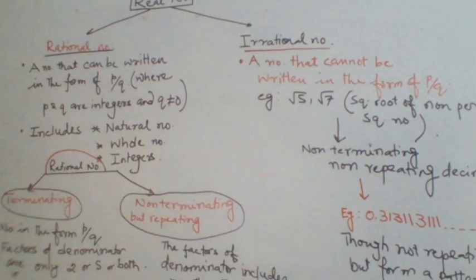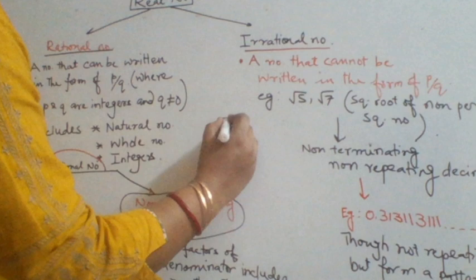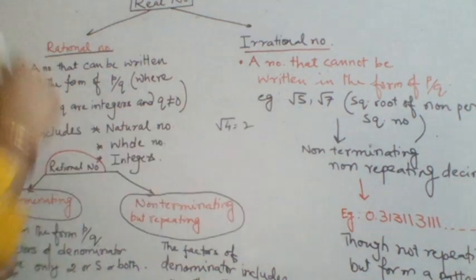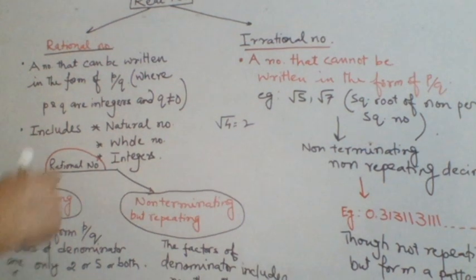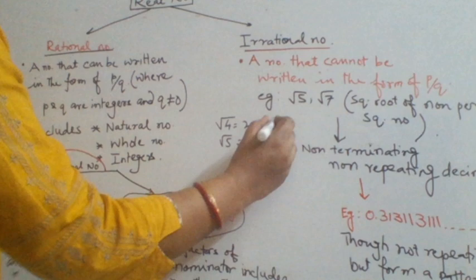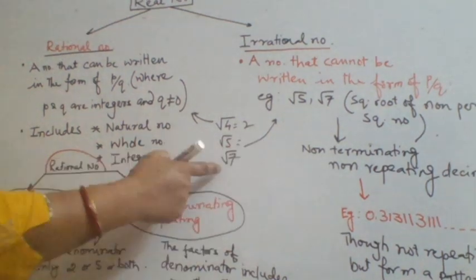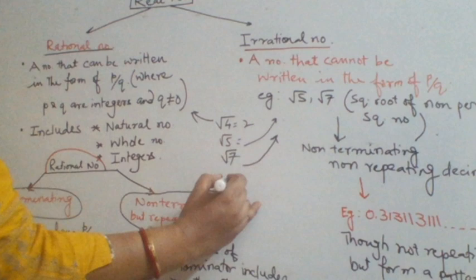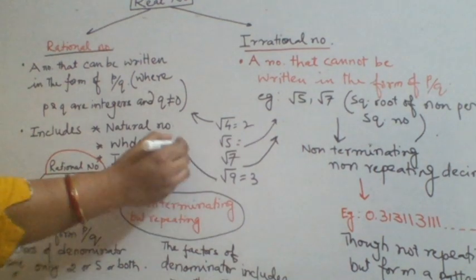Remember, non-perfect square numbers, because if you are talking about the square root of a perfect square number, say root 4, that comes out to be 2. Now 2 is not an irrational number. This belongs to the rational numbers. Similarly, root 5 belongs to this family, root 4 belongs to that family. Root 7 is also the square root of a non-perfect square number, so it will go in this family. Root 9 is equal to 3 because 9 is a perfect square number, so this will come into the family of rational numbers.